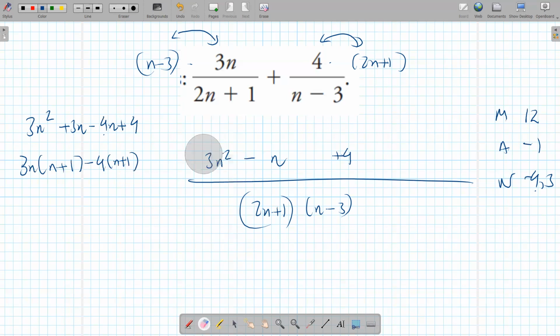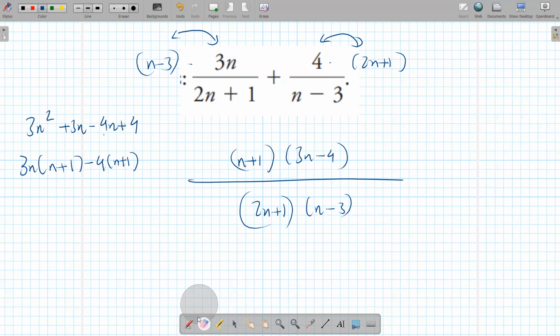So what does that thing factor out to? n plus 1 times 3n minus 4. Do you agree with that? Anything cancel out here? No, this one and this one do not cancel out. There's a 2 there. What are the restrictions? n can't be 3. Anything else? Negative 1/2. Yeah, and you're done. Easy.